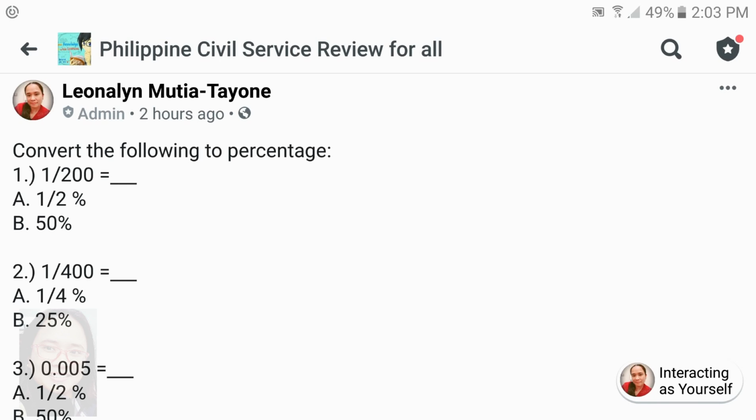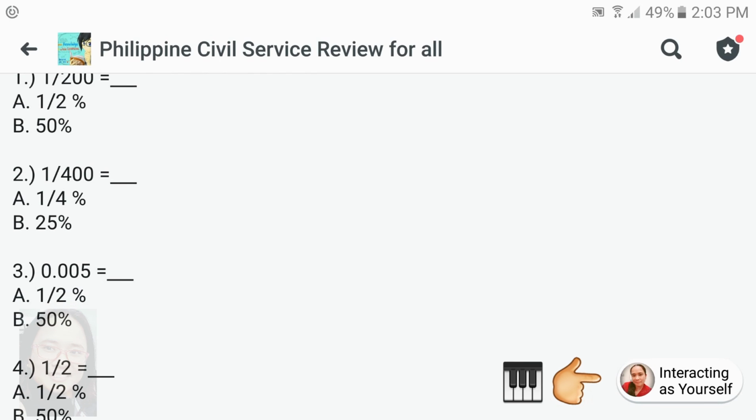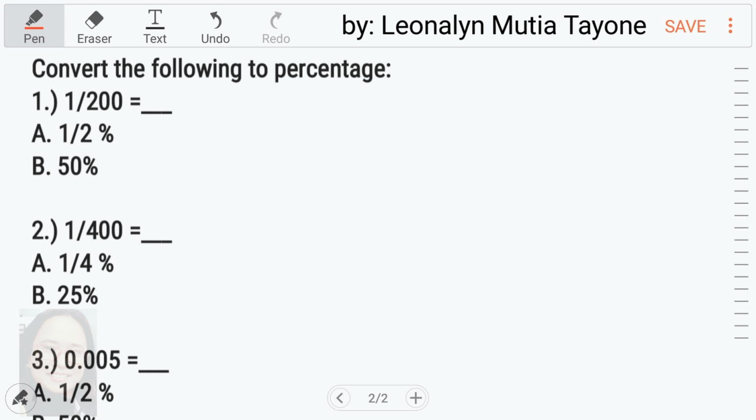Now let's do percentage. Let's convert the following to percentage. If you haven't answered them yet, answer them first before you see our solutions. When it comes to percentage, hindi yan nawawala sa exam, lalo na sa civil service exam. Kaya it is important for you to know how to convert percentage, yung tipong walang percent sign versus sa may percent sign.